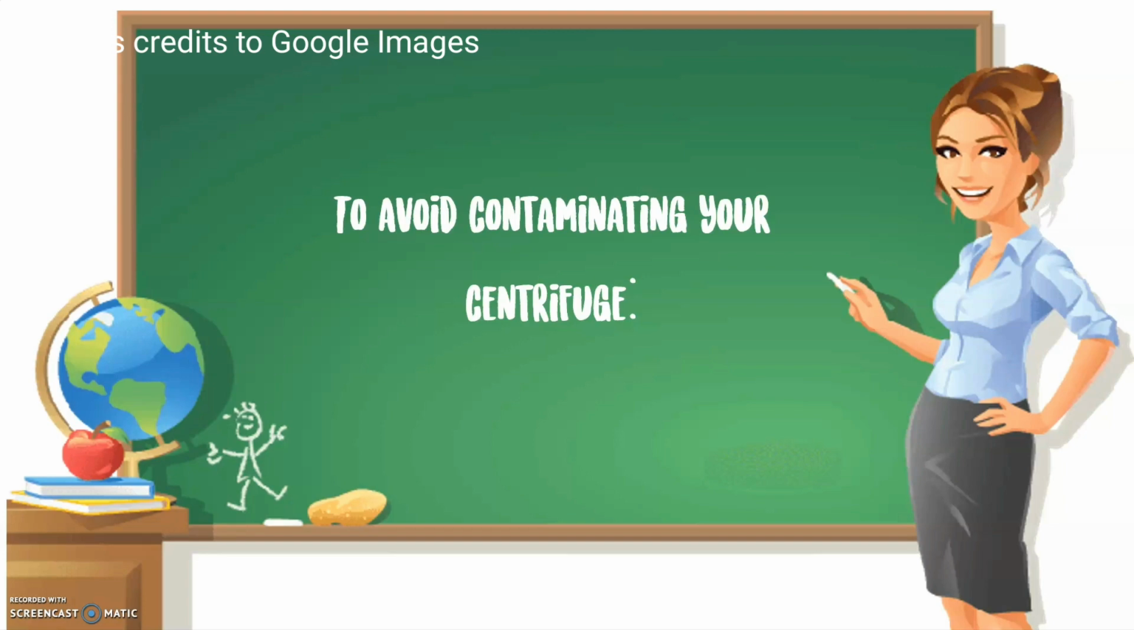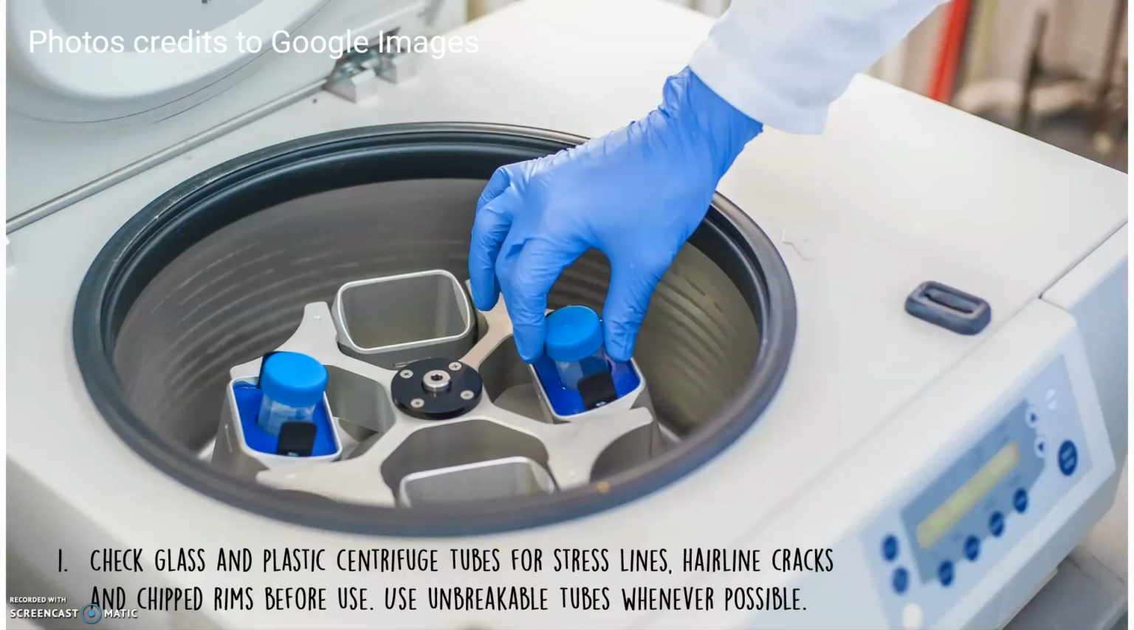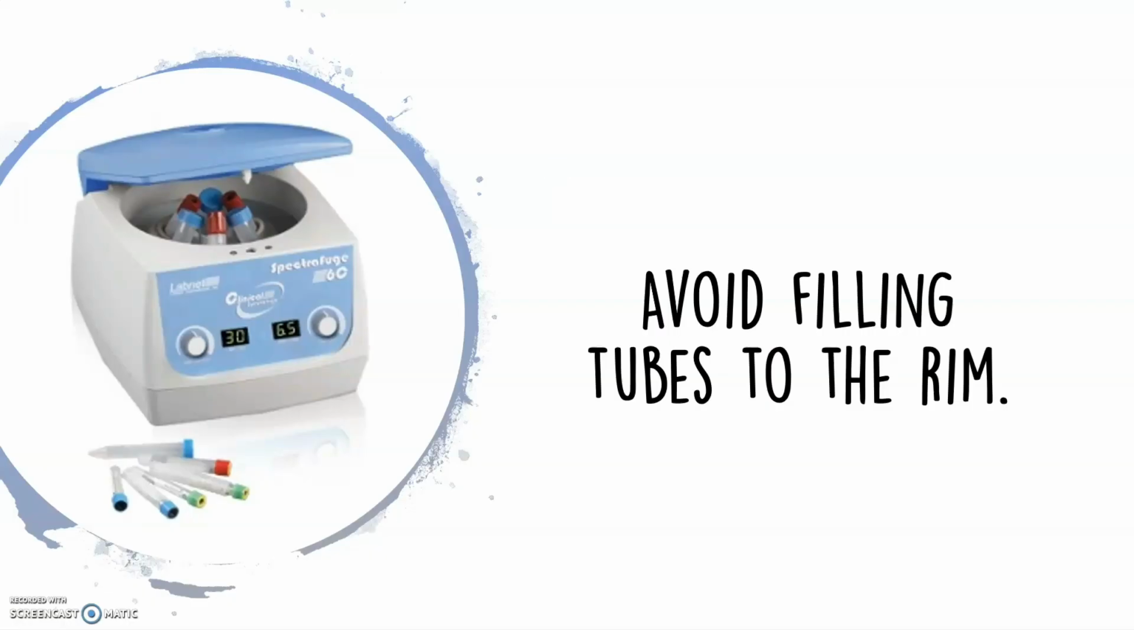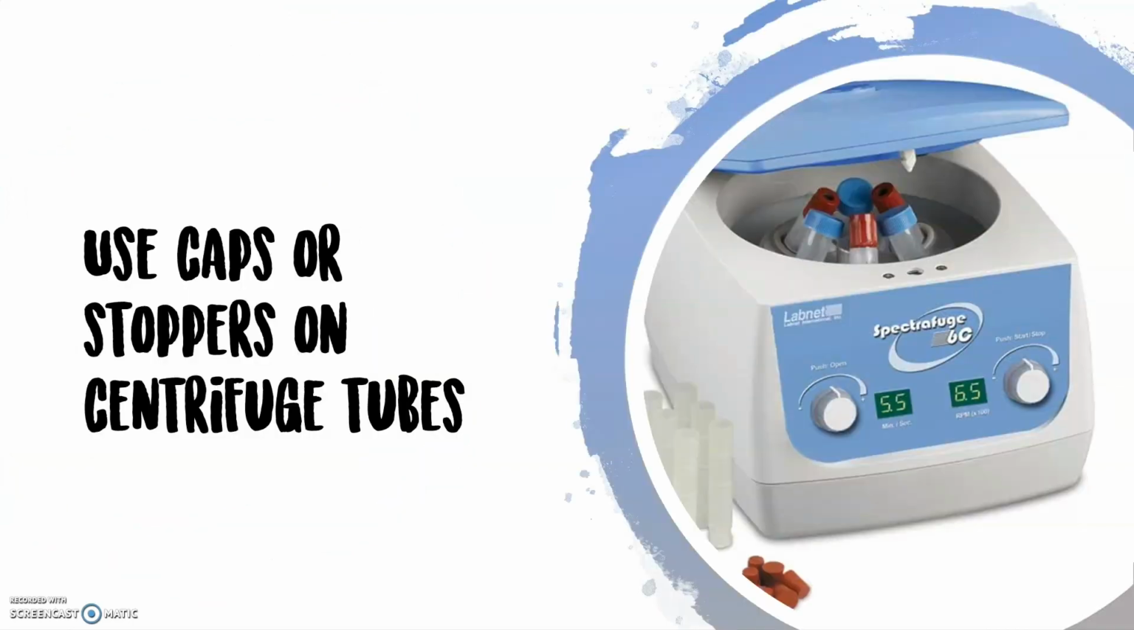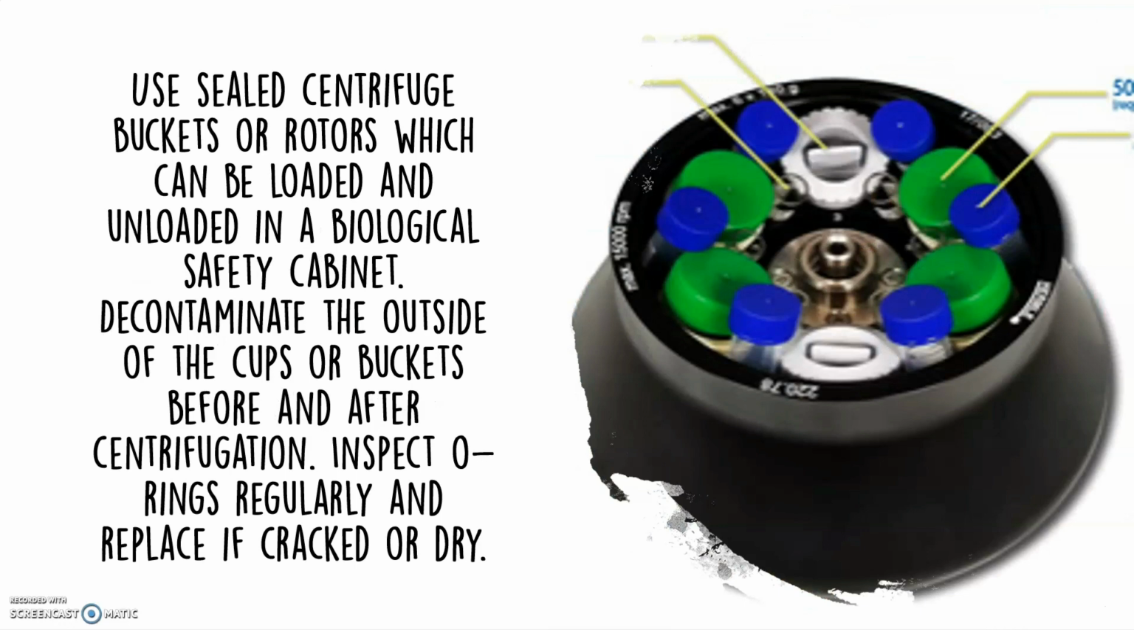To avoid contaminating your centrifuge, you have to check glass and plastic centrifuge tubes for stress lines, hairline cracks, and chipped rims before use. Use unbreakable tubes whenever possible. Avoid filling tubes to the rim. Use caps or stoppers on centrifuge tubes.